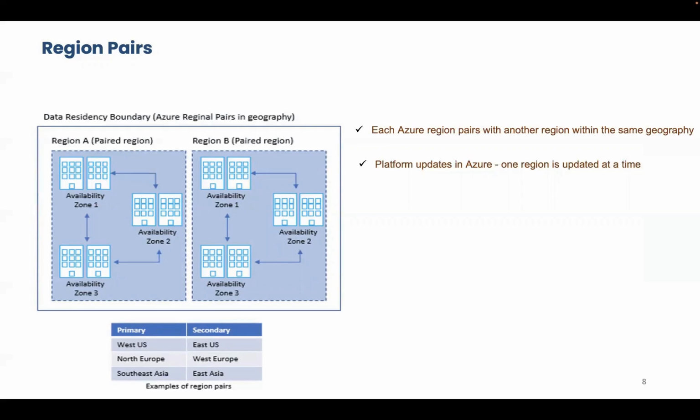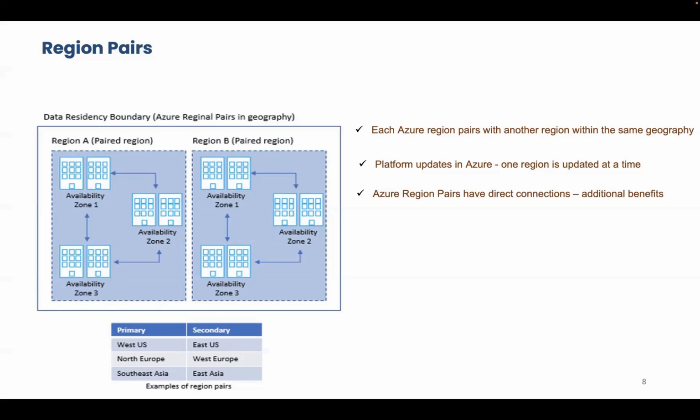Platform updates: Azure serializes platform updates so that only one region is updated at a time. So not all the regions will be updated at the same time. Only one region is updated at a time. So how is this significant? Your other regions are still working fine while updates are happening in one region. Azure region pairs have a direct connection that brings additional benefits when used together. So that is the significance of using region pairs.